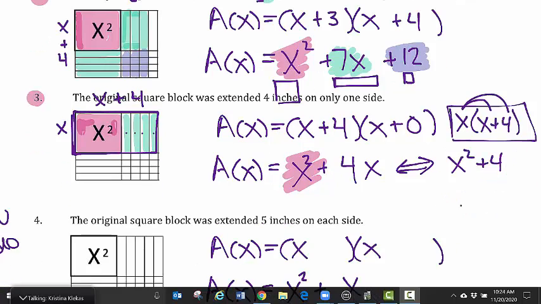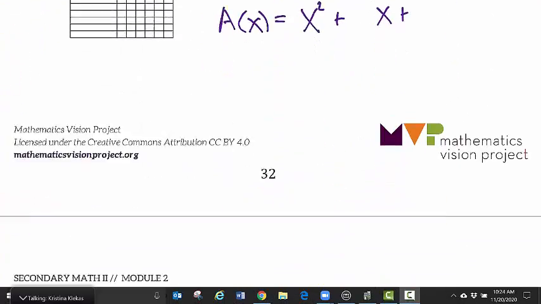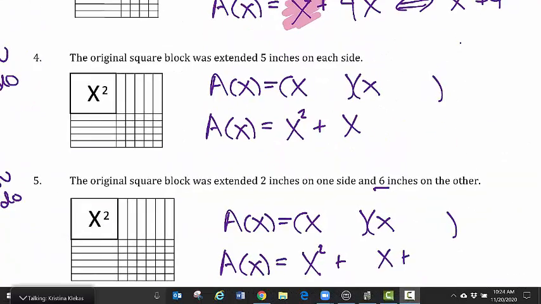All right, you do 4 and 5, and I have it set up for you right there, ready to go.